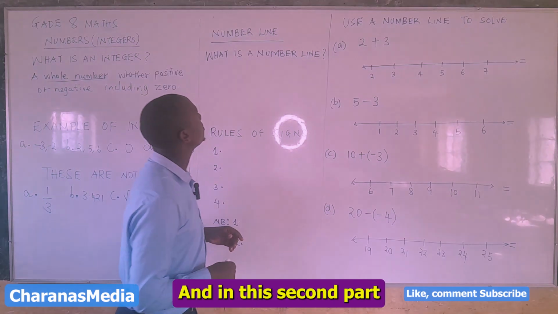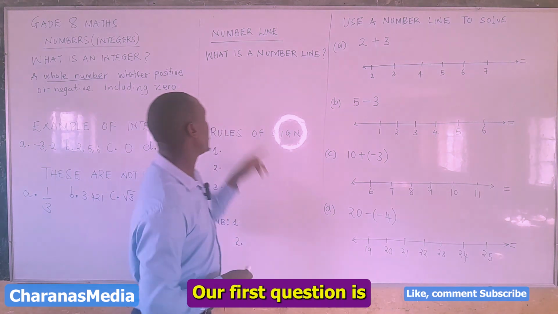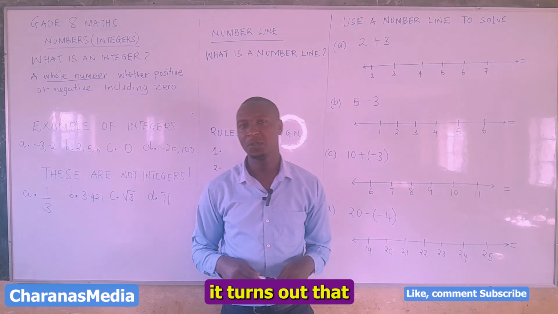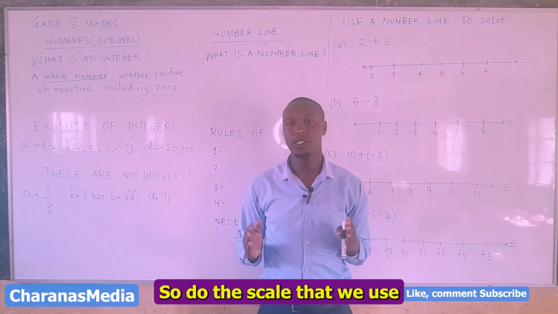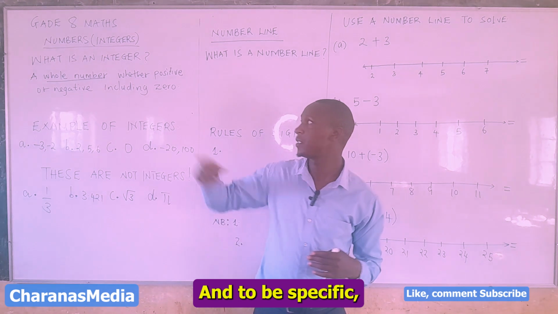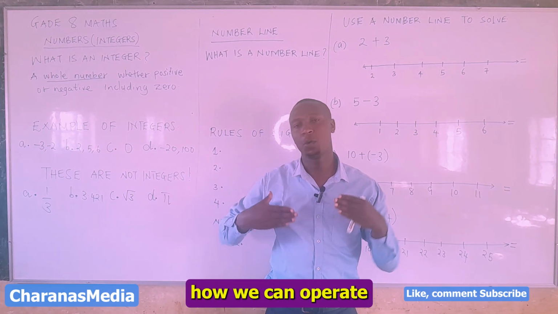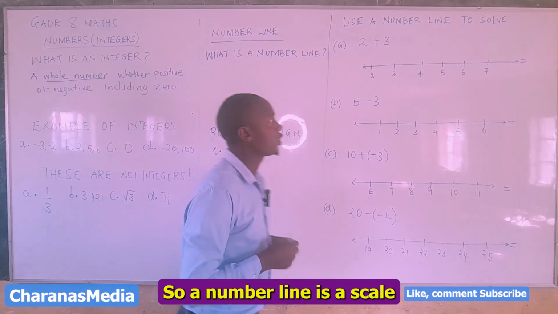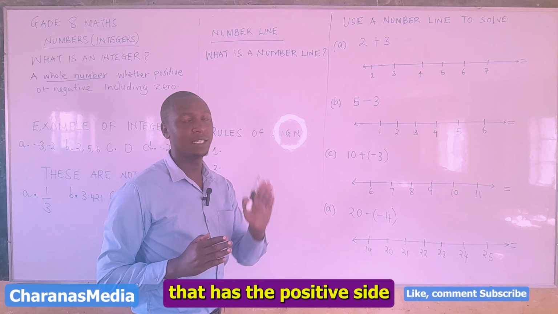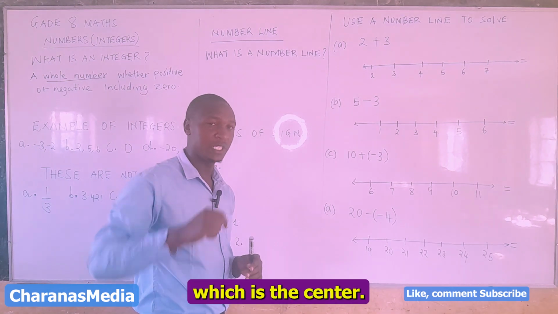And in this second part, I want us to talk about number line. So what is a number line? Our first question is, what is a number line? Well, it turns out that a number line is a scale. So there's a scale that we use in mathematics, and to be specific on integers, to be able to understand how we can operate with these integers. So a number line is a scale, first of all, that has the positive side and the negative side, including 0, which is the center.